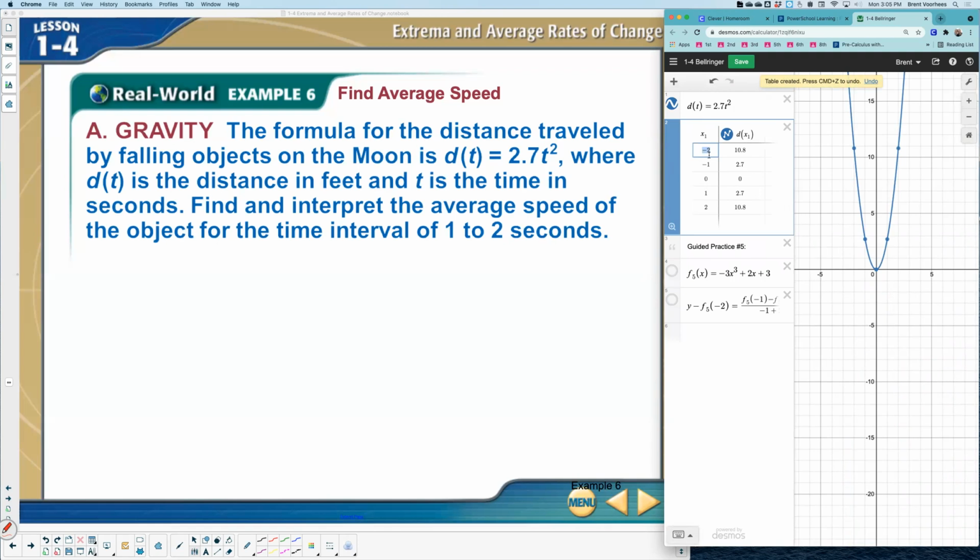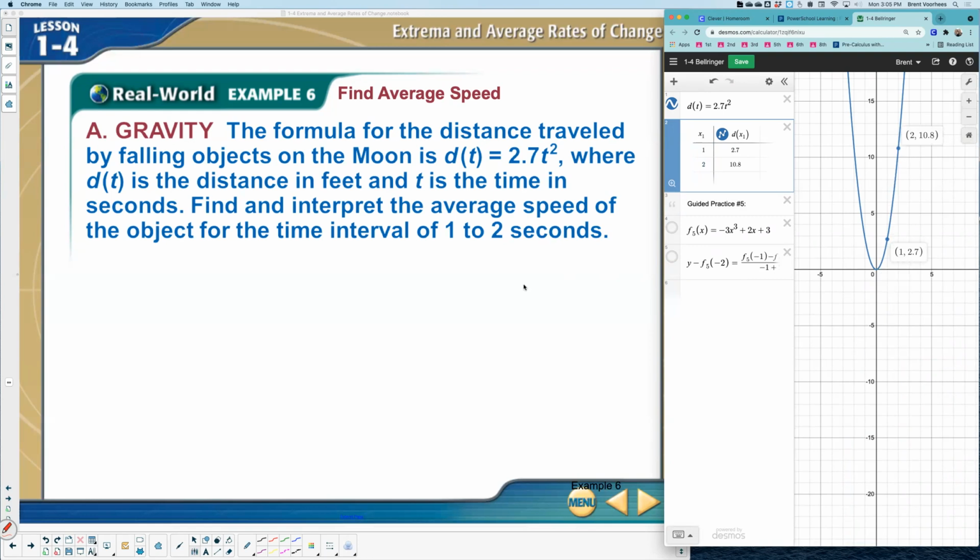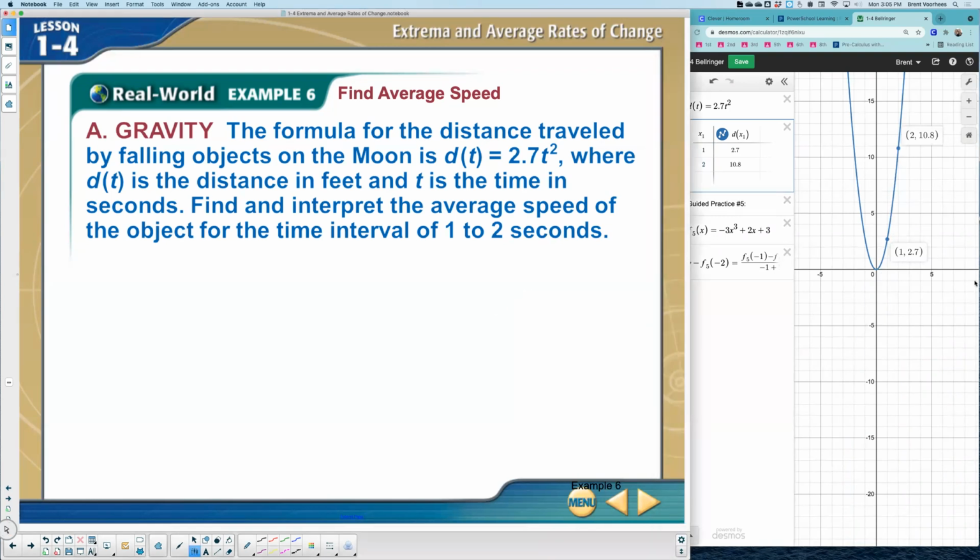We want to find the fall between 1 and 2 seconds. So that's really what I want to see on my table, just from 1 to 2 seconds. We want to find the secant line between these 2 points. This would be the average speed of falling. And so let's see here. The average speed of the object would be, you would use that same secant line formula.